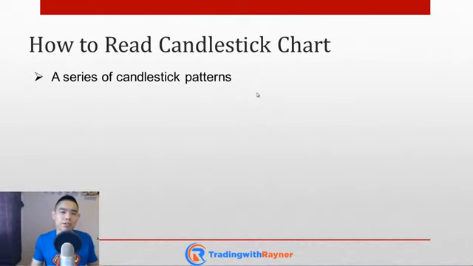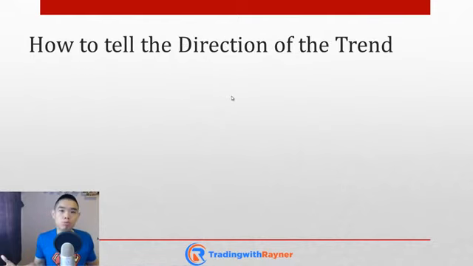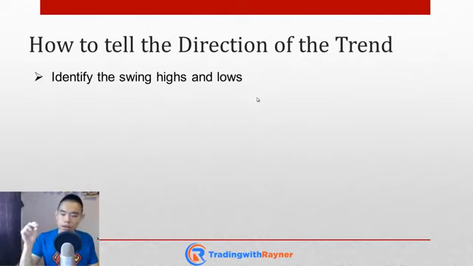So how do you read a candlestick chart? First and foremost, back to fundamentals, basics. A candlestick chart can be used to identify the trend. So how do you identify the trend? Okay, so here are a few things to bear in mind. Number one, you want to identify the swing highs and lows in the market. So what are swing highs and lows in the market? There's a little bit of subjectivity here, just a little bit. But I'm going to share with you a very simple technique.